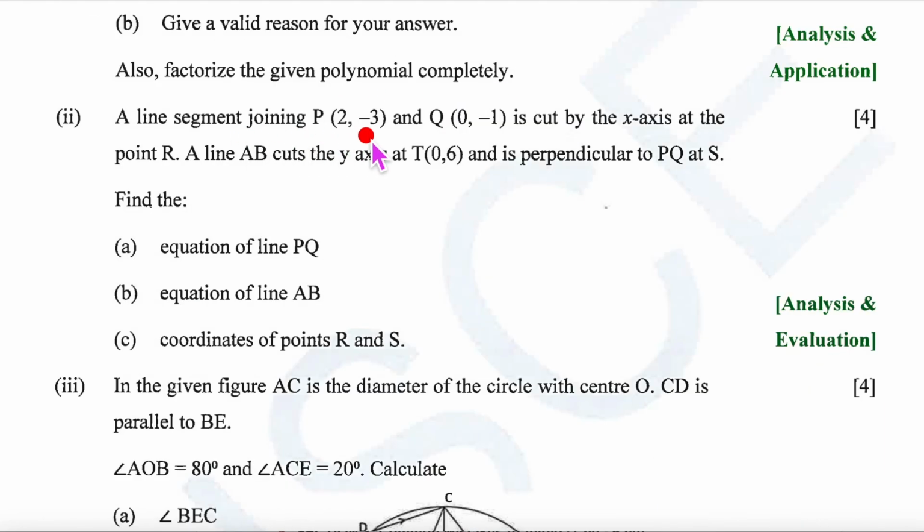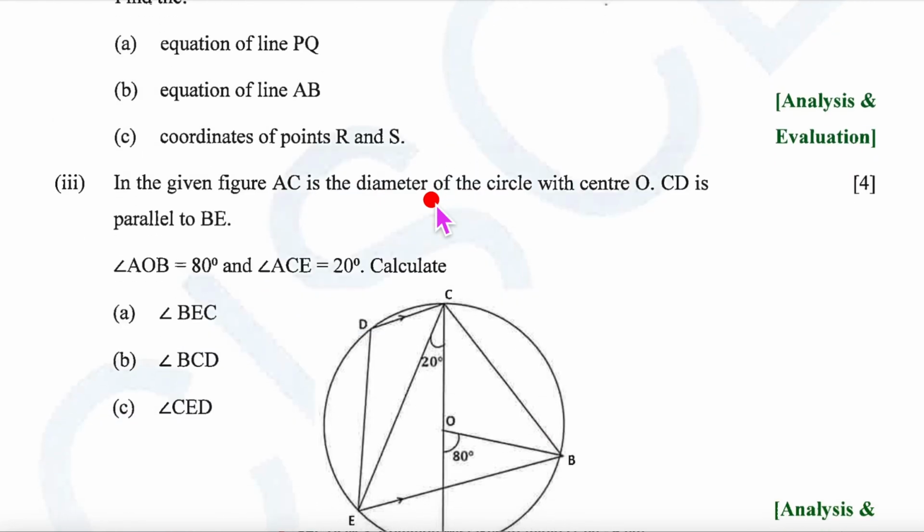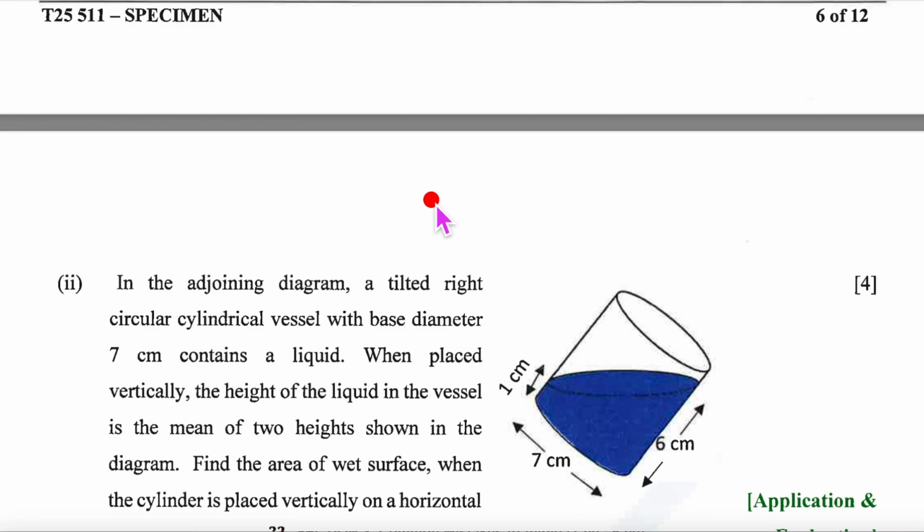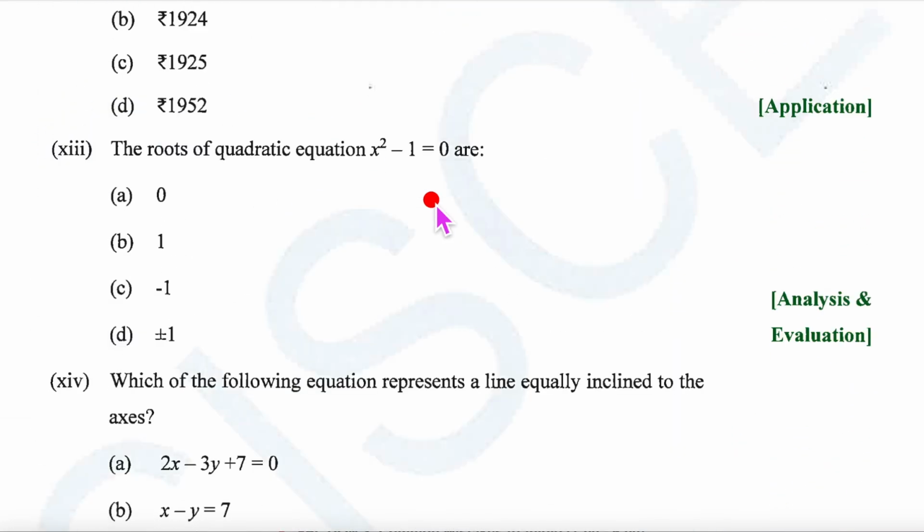This one, the line segment, this is for 4-mark. PQ is cut by x-axis at R and a line is perpendicular to PQ. Okay, so this question over here, you'll have to draw the diagram and check it out. I think we have gone through all of this now. So let us look at our next strategy.